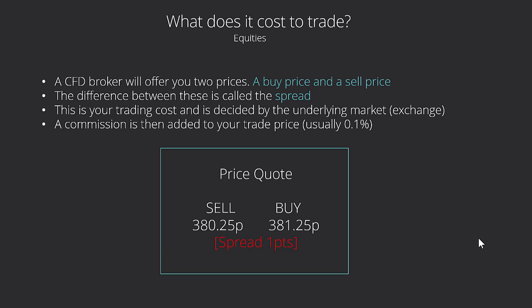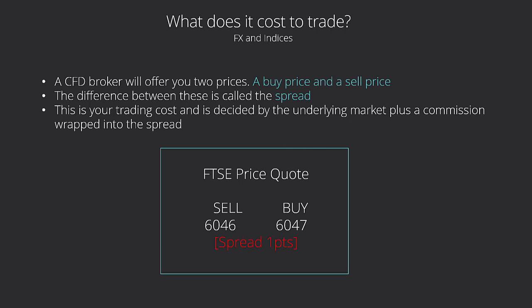So if we look at this price quote here, we've got this mythical stock, whatever it may be. The sell price is 380.25. The buy price is 381.25. And the spread, the difference between the two, is 1 point, or 1 penny, or 1 cent, whatever it may be. And then you've got your commission to pay on top of that. So that's an equity.